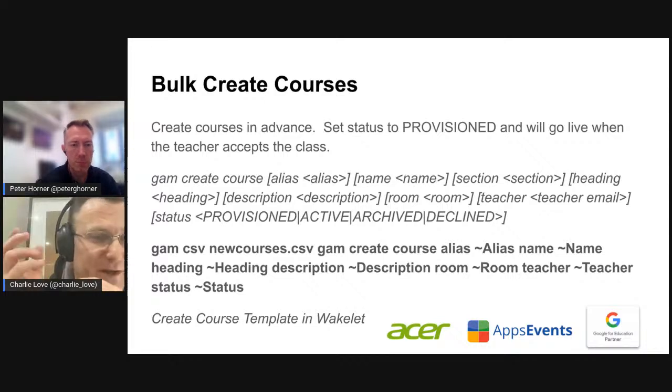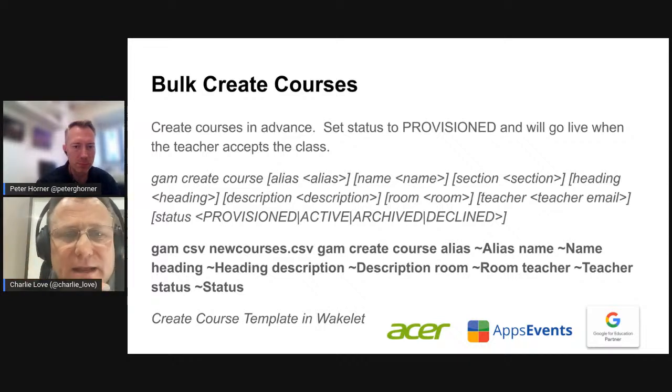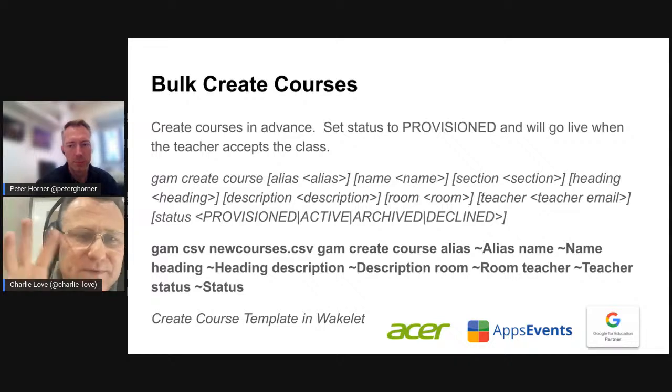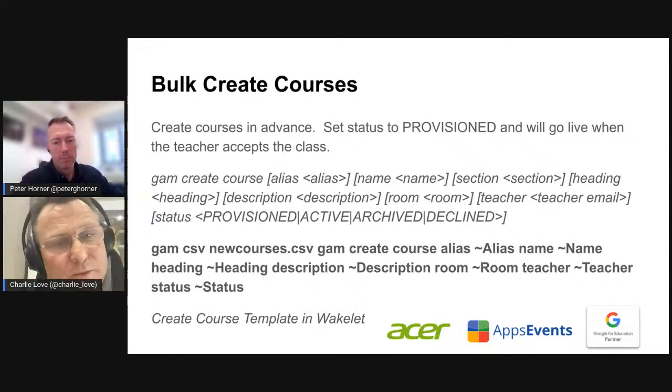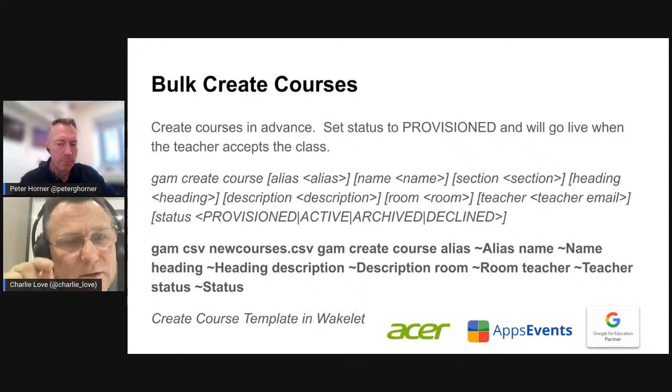You can do them one by one if you really want to, but the best way to do it is to do them in bulk using GAM's CSV commands. So what GAM will allow you to do is put a heap of data in a CSV file and then load that into your Cloud Shell. You can just upload it and then you can reference it. So you can say GAM, CSV, whatever the CSV file is called. And then you can tag on the GAM command you want to use and just use the title plus the name of the column headings that you've put into your CSV file.